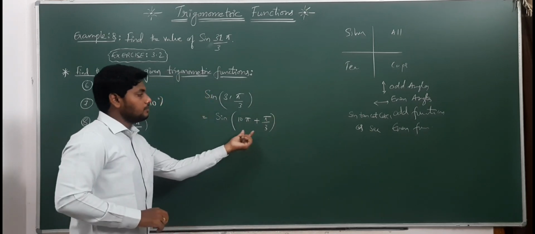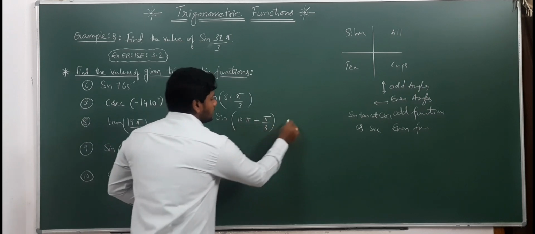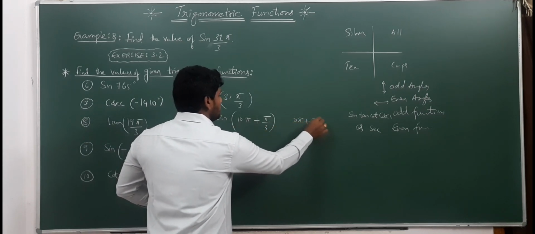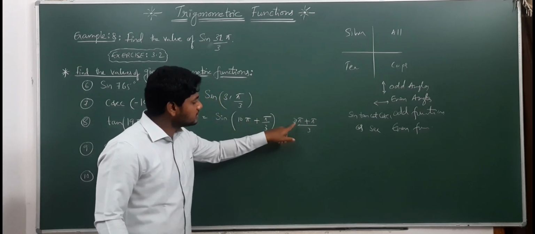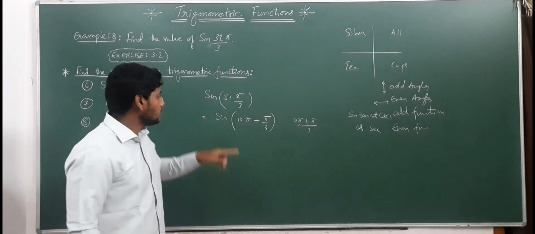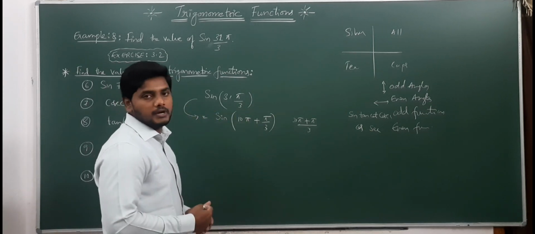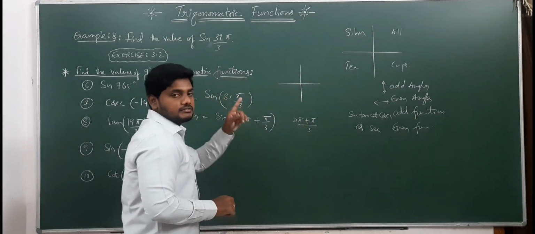Can I write that? You simplify this: 10 pi plus pi by 3. Take the LCM: 3 times 30 pi plus pi divided by 3. The LCM will become 3 now. 30 pi plus pi is nothing but 31 pi by 3. So I can write sin 31 pi by 3 as sin of 10 pi plus pi by 3. Now this we will include here in transformations.